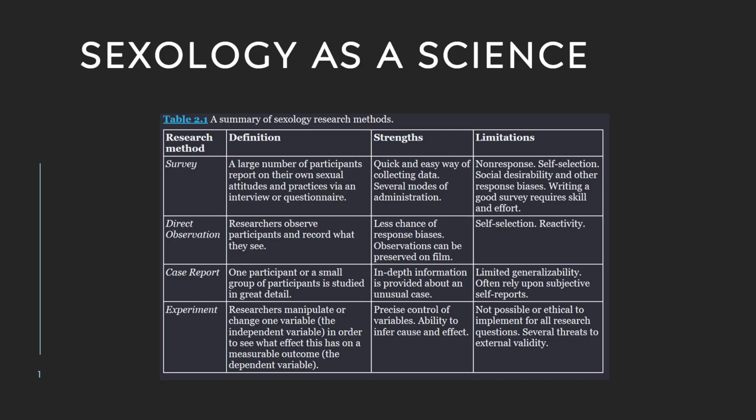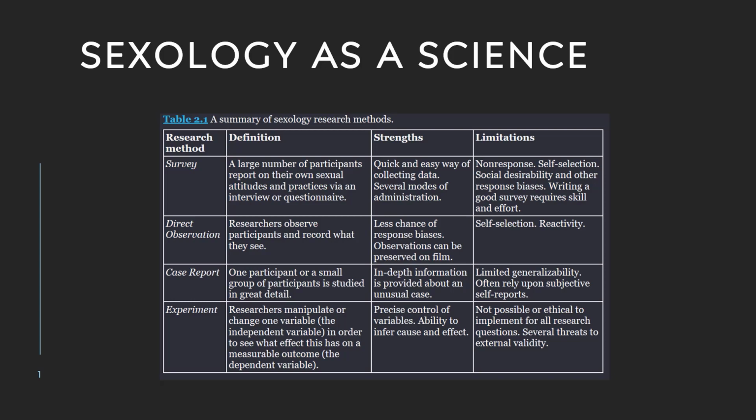Each of these methods has strengths and weaknesses, and no single study will be able to prove something about human sexuality. However, when we take multiple studies that have similar findings, then these findings become more robust. So keep in mind that no single study or method is perfect. So the first three methods, survey, direct observation, and case reports, are non-experimental methods. They describe people's thoughts, feelings, and behavior.